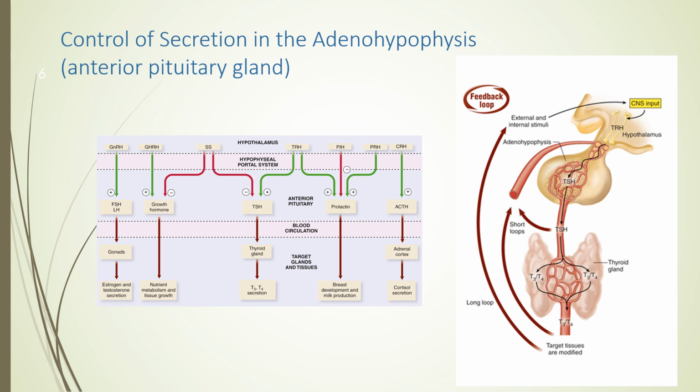Some key hormones from the hypothalamus include growth hormone releasing hormone, growth hormone inhibiting hormone, corticotropin releasing hormone, and thyrotropin releasing hormone, as well as gonadotropin releasing hormone, prolactin releasing hormone, and prolactin inhibiting hormone.